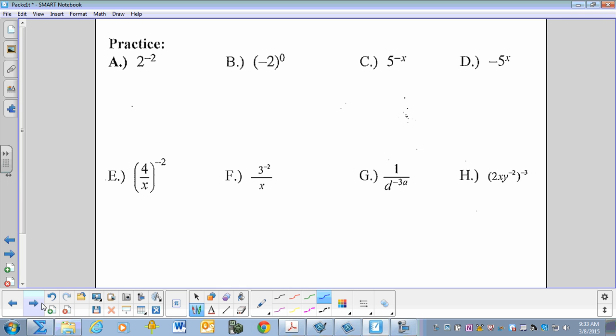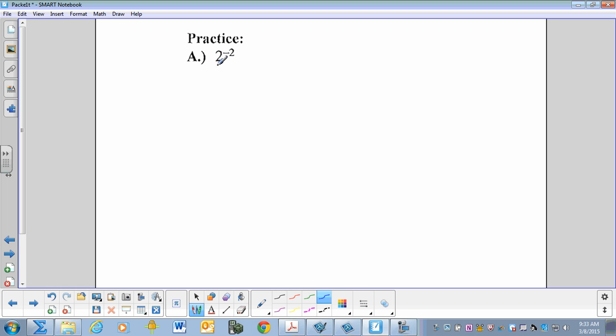So now we're going to practice. We'll do a and b together. 2 to the negative 2. We can't have a negative exponent, so this is really written like that, 2 to the negative 2 over 1. So I'm going to move this to the denominator, and it's going to make it positive, which is going to be 2 squared. I have to put a 1 here to indicate that this is a numerator, and since I can easily calculate that, I'm going to write 4 instead of 2 squared.